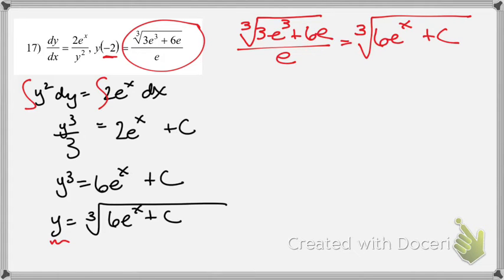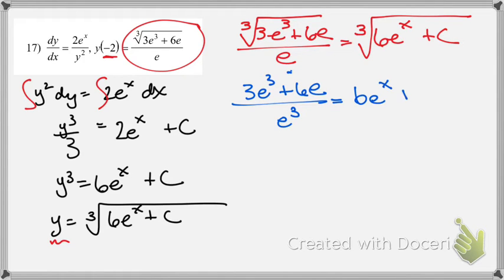This isn't one where I see an obvious value for c, so I'm just going to cube both sides and try to solve algebraically for c. When I cube both sides, the cube roots are going to go away, but this e is going to end up turning into an e cubed. So 3e cubed plus 6e over e cubed is going to equal, the cube root will go away when you cube both sides, we get that.